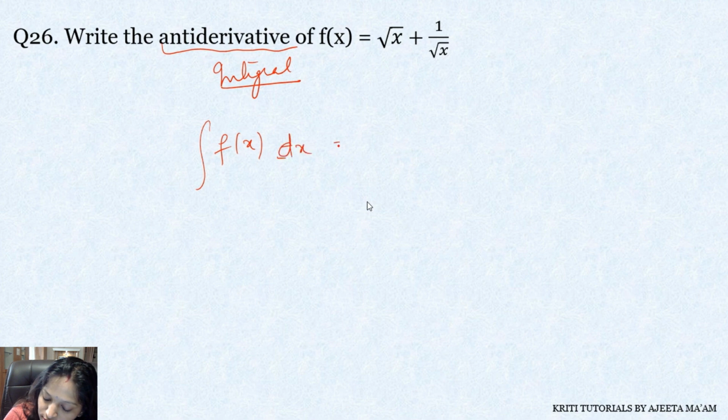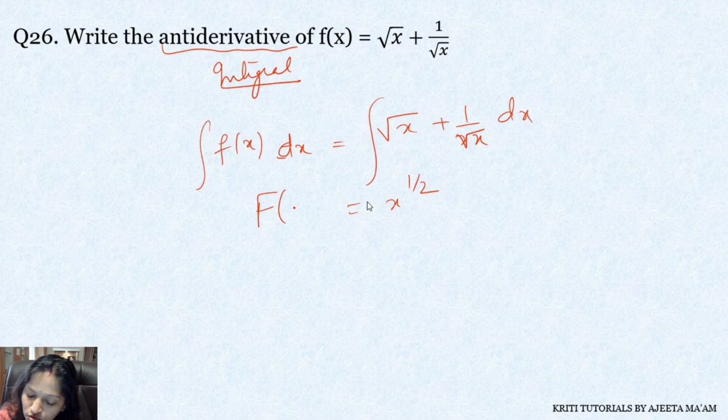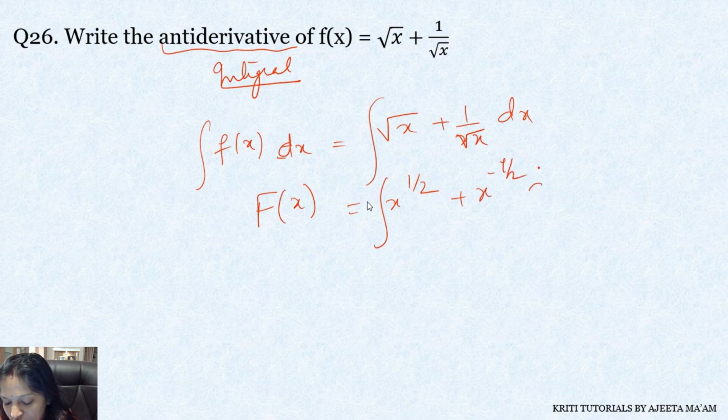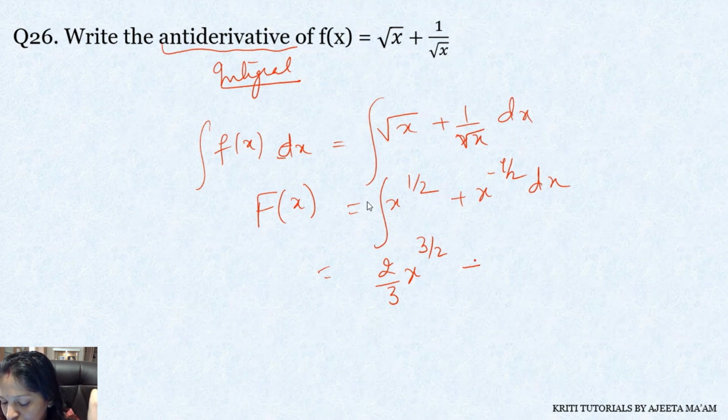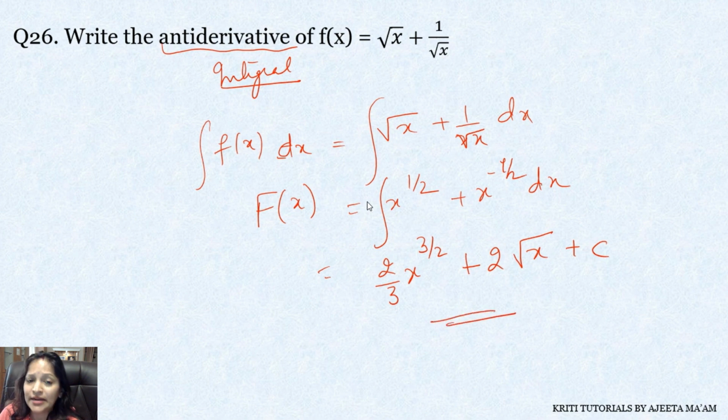So root x plus 1 upon root x. Again we change it to powers. So this is capital F(x) that I am getting. Now we have to integrate x raised to half and x raised to minus half. Okay, so what will you get? 2 by 3 x raised to 3 by 2, and for minus half plus 1, we get half, so it becomes root x. So this will be our final answer, right? So this is how we solve the basic questions.